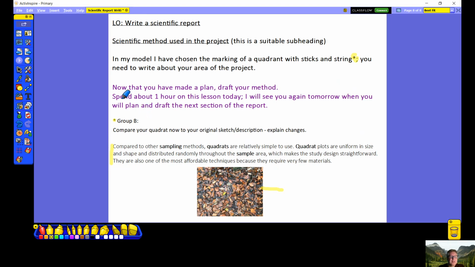Really great, Year 6. Now you have made a plan, or you're about to make a plan, you can draft your method. The English lesson is about 1 hour today. And then we'll meet again tomorrow, and we'll plan and draft the next section. In the meantime, when we meet on Zoom, it'd be very much appreciated if some people could share their method outcomes from this lesson.